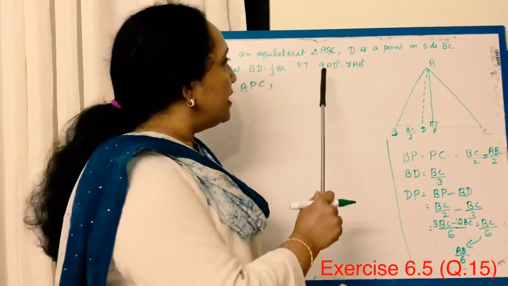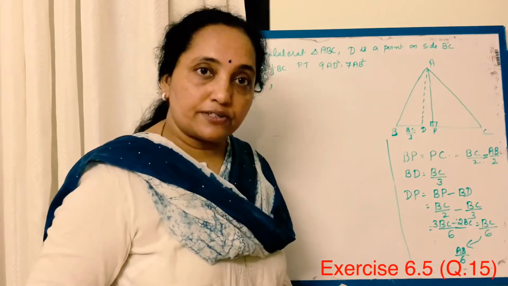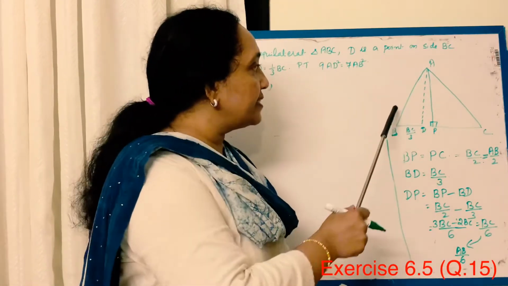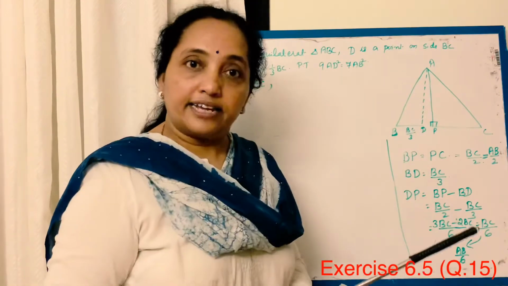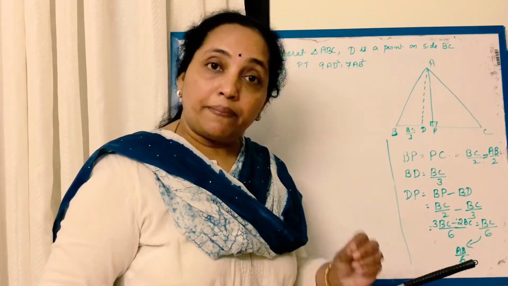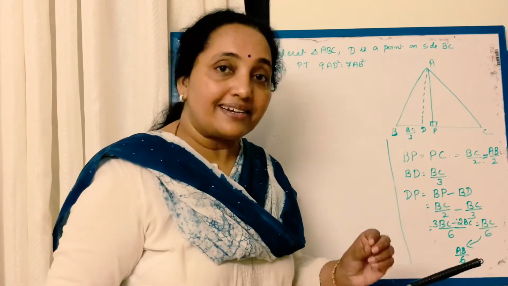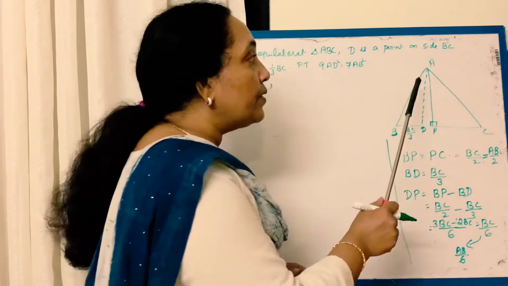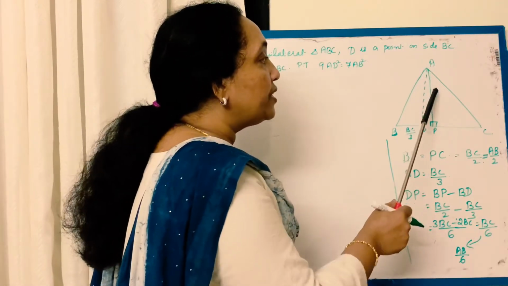Look at the question. 9 AD square is equal to 7 AB square. That means the squares of these sides or lengths are given, so you have to apply the Pythagoras theorem. For applying the Pythagoras theorem, you need right triangles. So draw a perpendicular from A to BC.